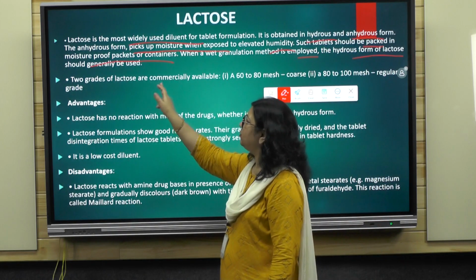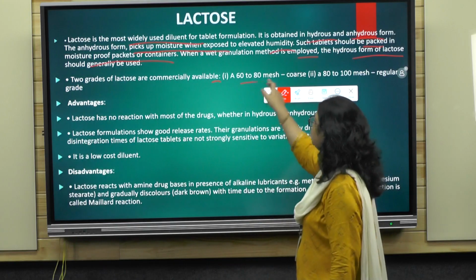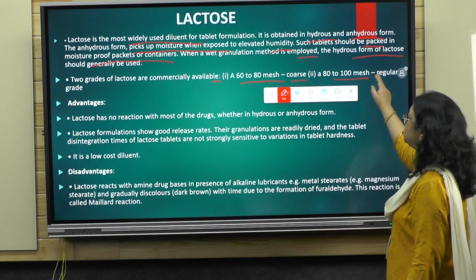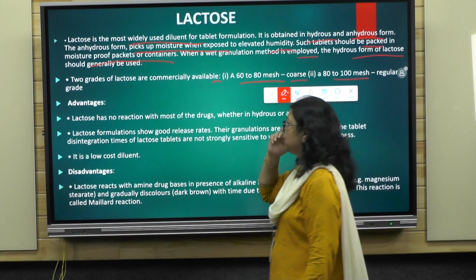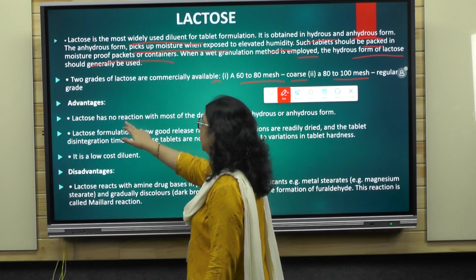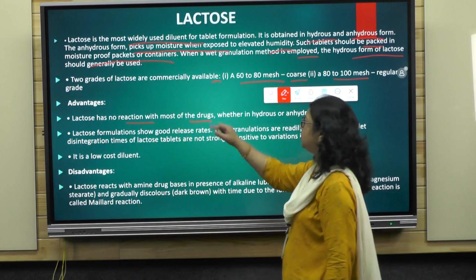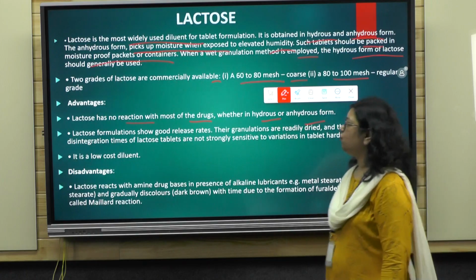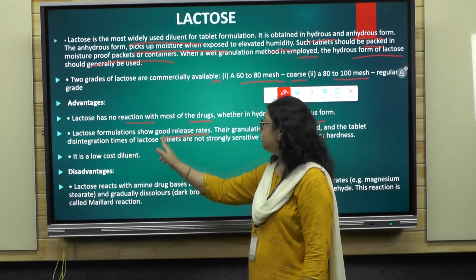Two grades of lactose are commonly available. First is 60 to 80 mesh, which we call coarse, and 80 to 100 mesh, which is the regular grade. Advantages: it has no reaction with most drugs, whether in hydrous or anhydrous form, and lactose formulations show a good release rate.